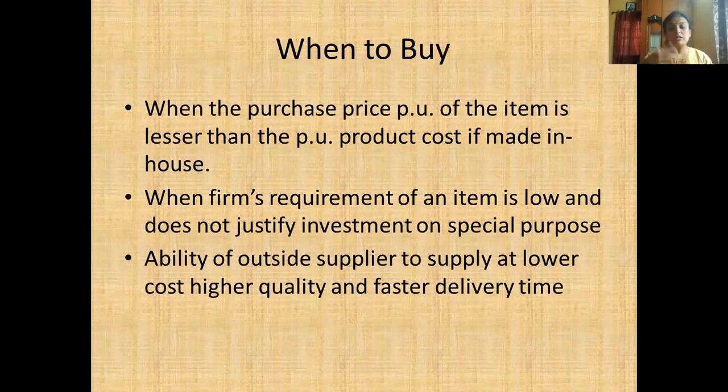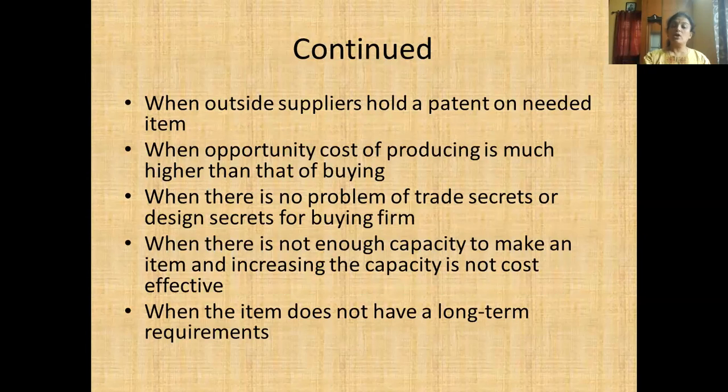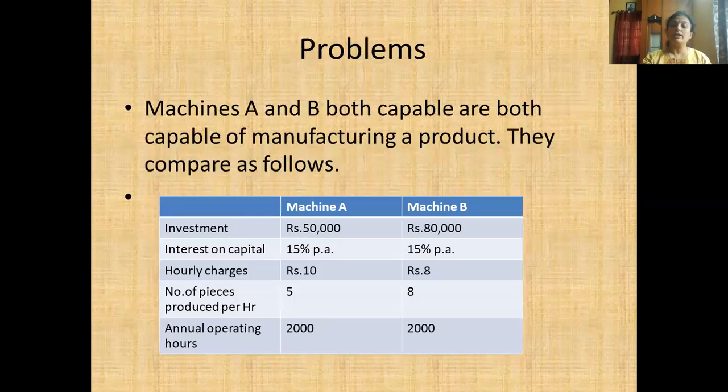Ability of outside supplier to supply at lower cost, higher quality, and faster delivery time, then better to buy them. When an outside supplier holds a patent on a needed item, then let us ask him to supply. When the opportunity cost of producing is much higher than that of buying. When there is no problem of trade secrets, that means you need not prepare your own product. There is no question of trade secret. You can purchase them. When there is not enough capacity to make an item and increasing the capacity is not cost effective. When the item doesn't have a long-term requirement, then why to go for it?